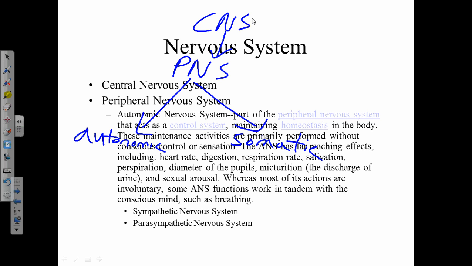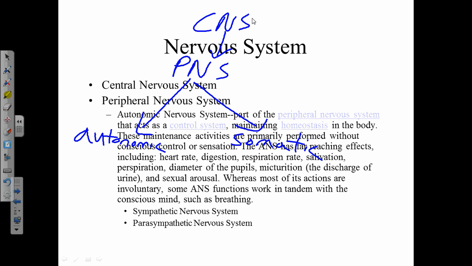We know somatic means what? Body. It's the conscious part of your nervous system. The stuff you can consciously feel or control. The autonomic, on the other hand, is the unconscious part. It's the part that controls things like your heart rate, your breathing rate, when your digestive organs are functioning, when your pupils are dilating or constricting. Think about how annoying it would be if you had to think about all those things. You don't. They happen autonomically or automatically.